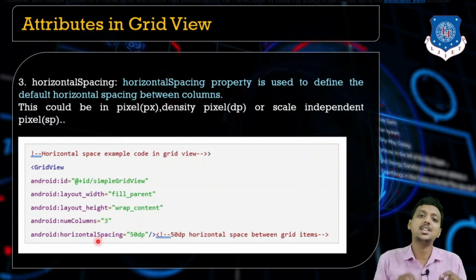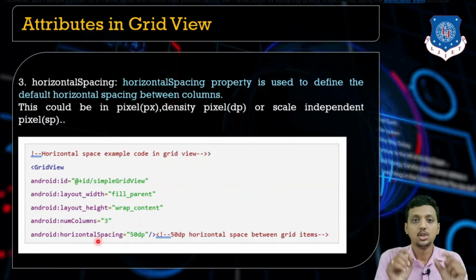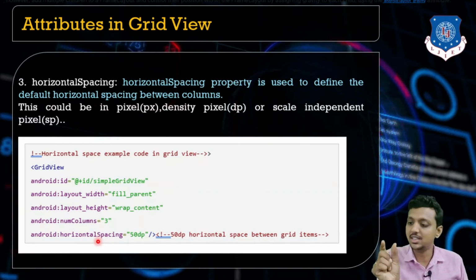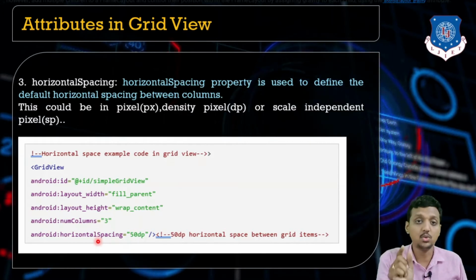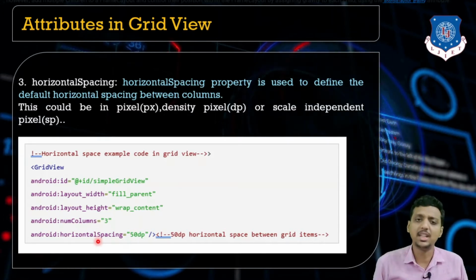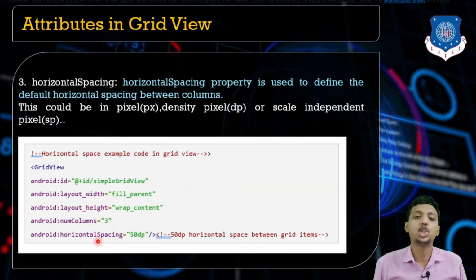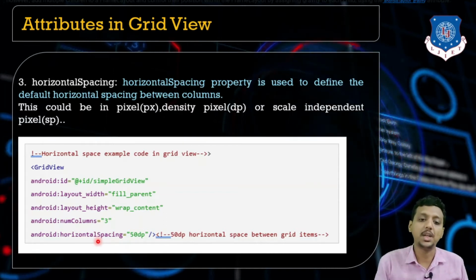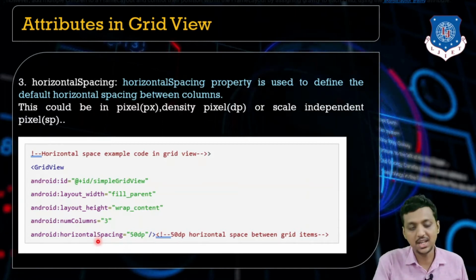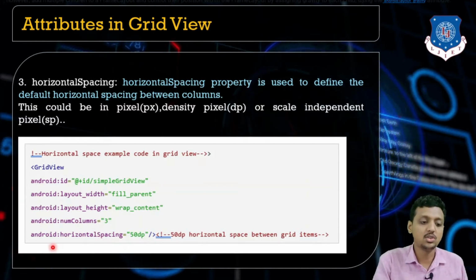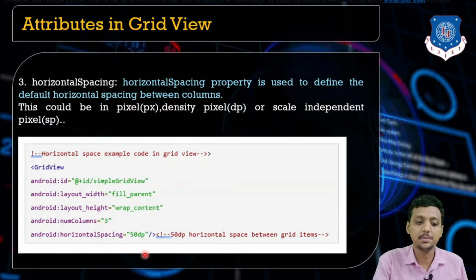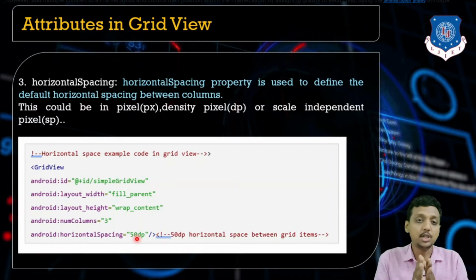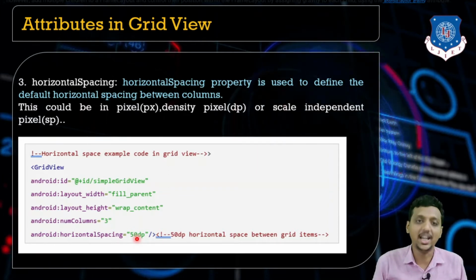The horizontal spacing attribute is used to set space between two different grid items. Okay, so if this is grid item 1 and this is grid item 2, and I want to give some space between both of them, then I can do it by using the attribute horizontal spacing. Remember, the values of the horizontal spacing should be in pixels, dp, or sp. So it is like this. You can write the horizontal spacing as 50dp. This can be used to give space between two different grid items.